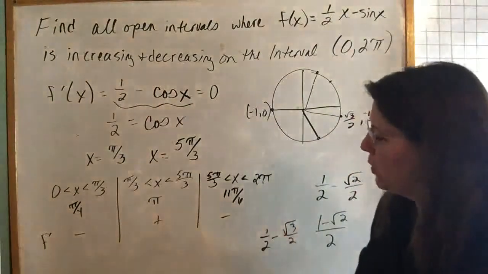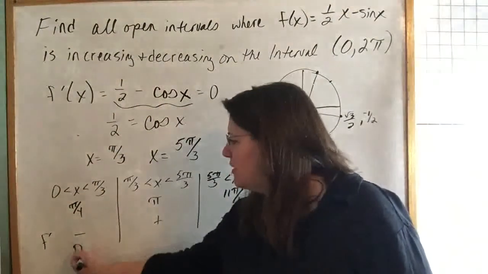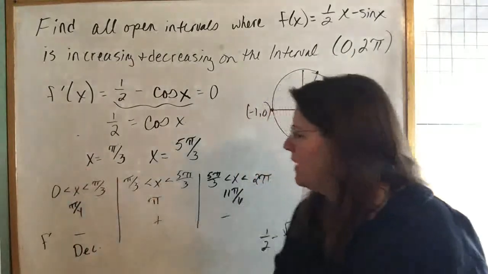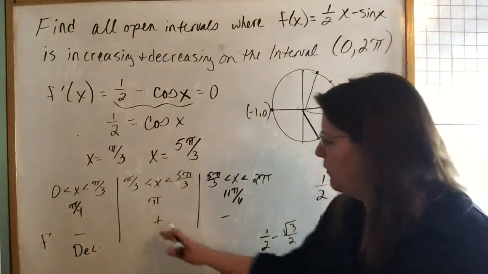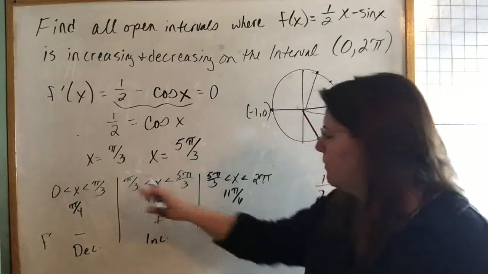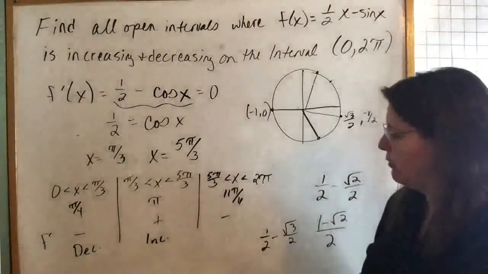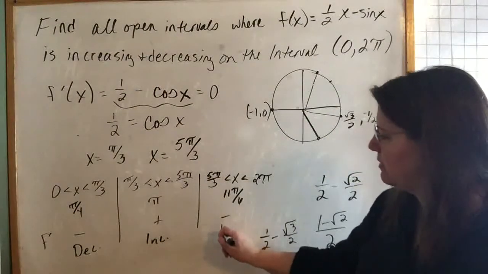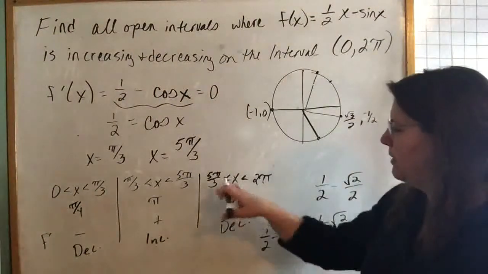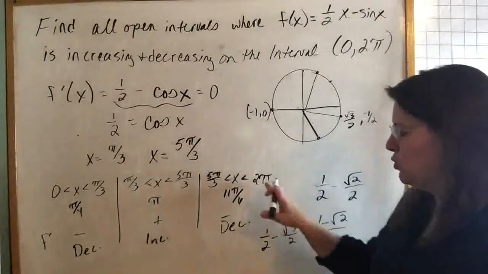So we know that this function is decreasing on the interval 0 to pi over 3. We know the function is increasing on the interval from pi over 3 to 5 pi over 3. And we know the function is again decreasing on the interval from 5 pi over 3 to 2 pi.